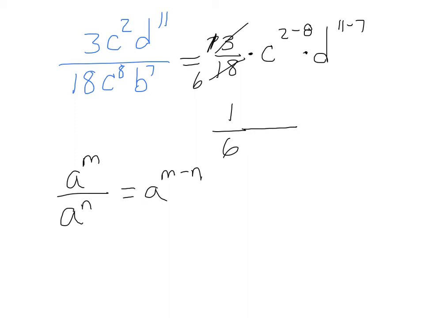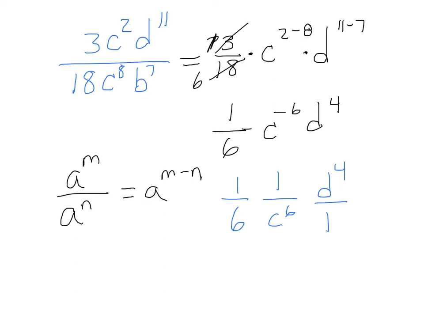And you've got c to the negative 6, it looks like, and d to the 4th. Okay, well, c to the negative 6th is really 1 over c to the 6th. And you've still got the 1/6 out in front. And you've got d to the 4th, which is really over 1. When you multiply these ideas together, you should be left with d to the 4th over 6c to the 6th.